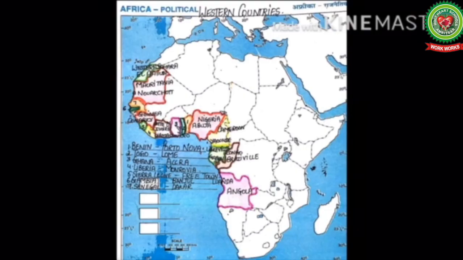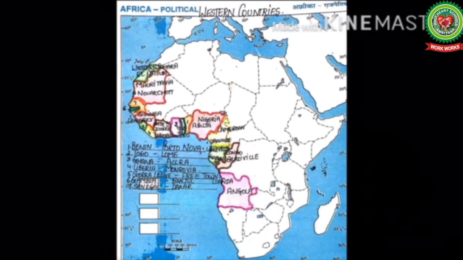The next country is Congo and its capital is Brazzaville. This country shares its border with Gabon, Cameroon, Central African Republic and Democratic Republic of Congo. The next country is Gabon. Its capital is Libreville. This country lies on the equator. It enjoys a tropical climate, hot and humid weather throughout the year.